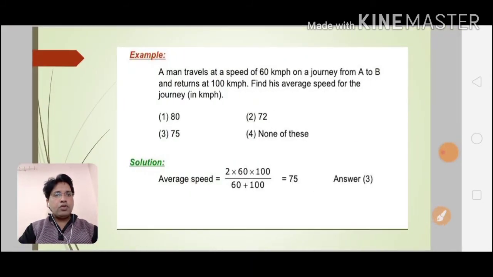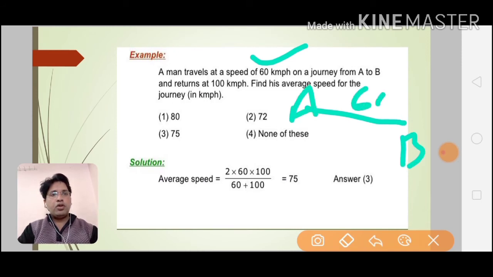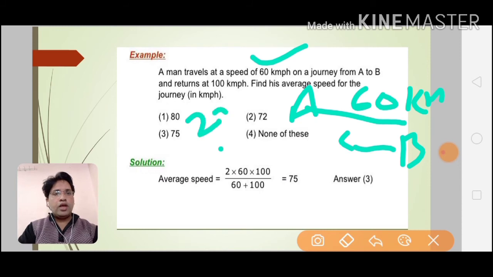Here I have introduced one simple problem. A man travels at a speed of 60 km per hour on a journey from A to B and returns at 100 km per hour. Find the average speed for the journey. You see a man is moving from A to B at 60 km per hour, and while coming back his speed is 100 km per hour. Such problems you can do directly. You just use the formula 2xy divided by x plus y.